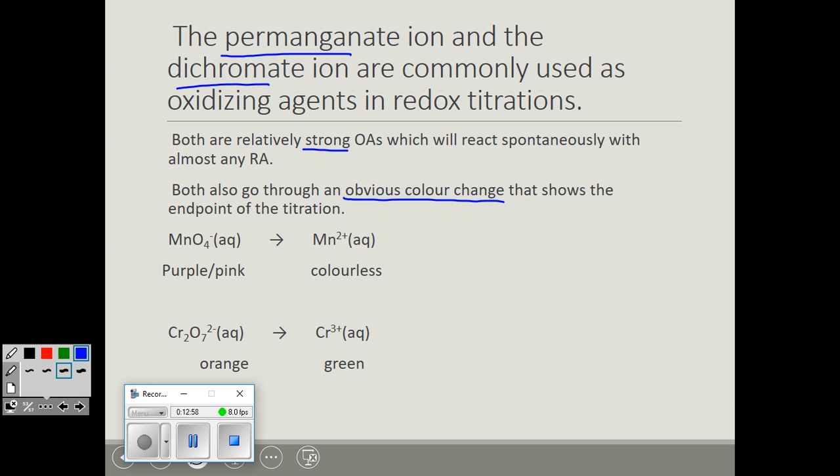Now, if I were to look in my data booklet at page 11, where it shows the colors of common aqueous ions, we looked there before when we were looking for evidence of chemical change. I will find some of these ions there. For example, permanganate is deep purple. Dichromate is orange or pale orange, depending on concentration. So you don't have to memorize those colors, but permanganate gets used so frequently that you probably will just know. And permanganate is the one that we are going to use in our redox titration tomorrow.